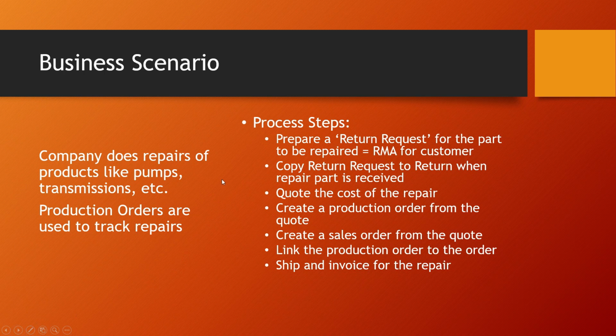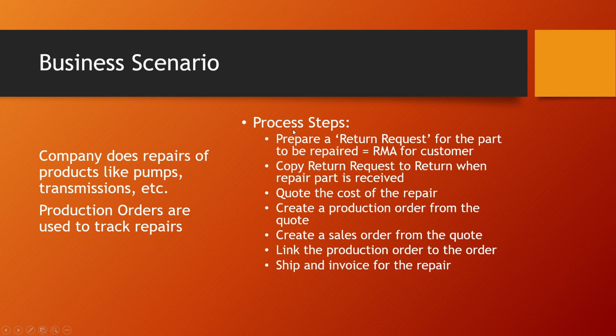Here's the business scenario. The company that you are does repair of products like big pumps, transmissions, things that need repair from time to time, and we need to go and enter in production orders to track the repairs. One of the scenarios here, though, is that you receive, let's say, a large pump in from a customer, and the production order has as its first component the pump. So you need to use a special production order and process it in a rework fashion.